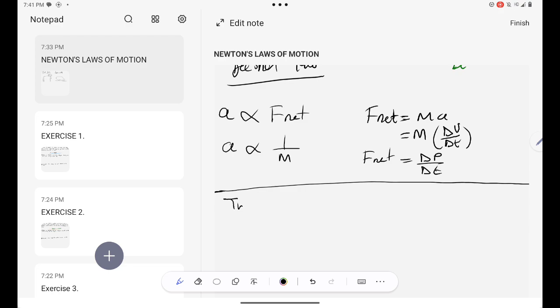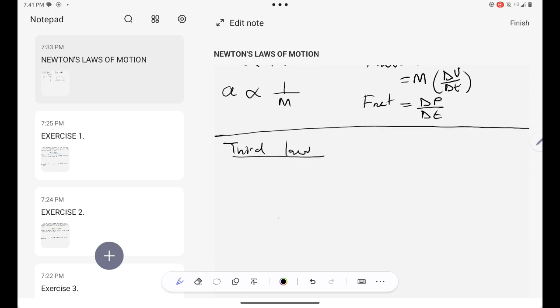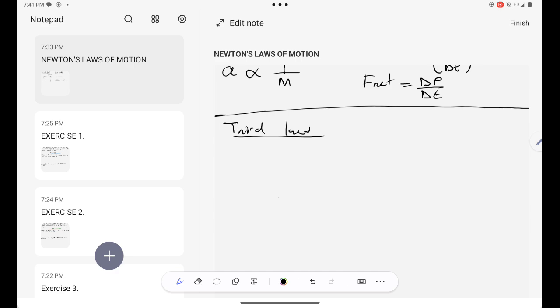And then now we have our third law, which simply states that if body A exerts a force on body B, body B will exert an equal but opposite force on body A. I do have a typical example for this law. I do have a nephew of mine who loves soccer.